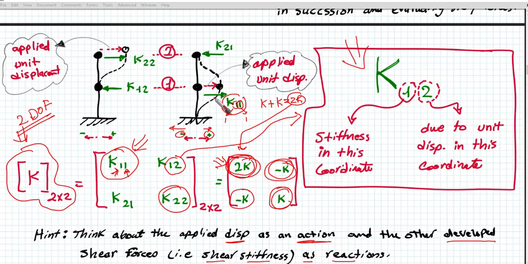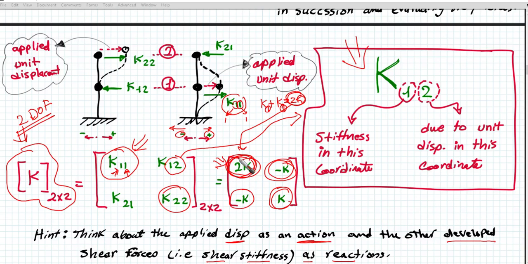The displacement at coordinate 1 is going to induce a resisting force that equals the shear stiffness from the bottom column plus the shear stiffness from the top column, which is K1 plus K2, floor 1 and floor 2. But actually in our case, floor 1 and floor 2 are the same, so it is 2K here. That's the meaning of K11 equals 2K.